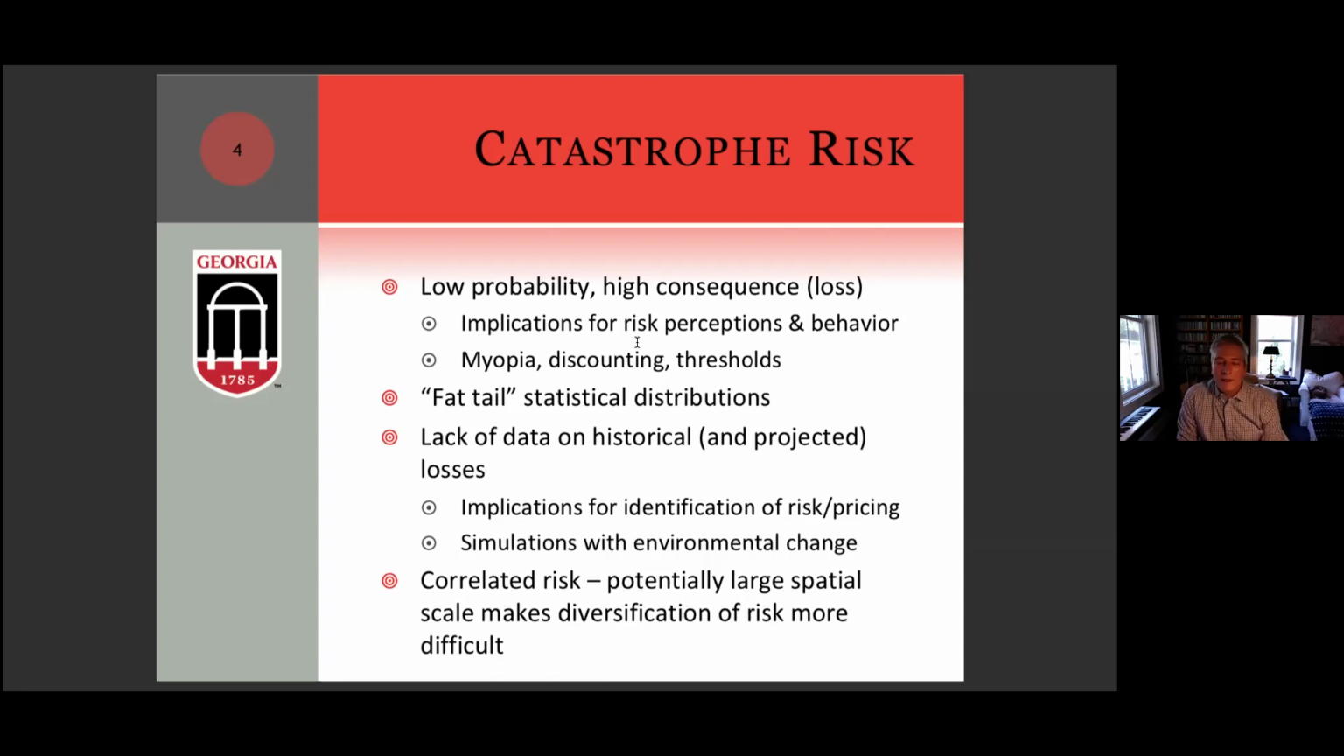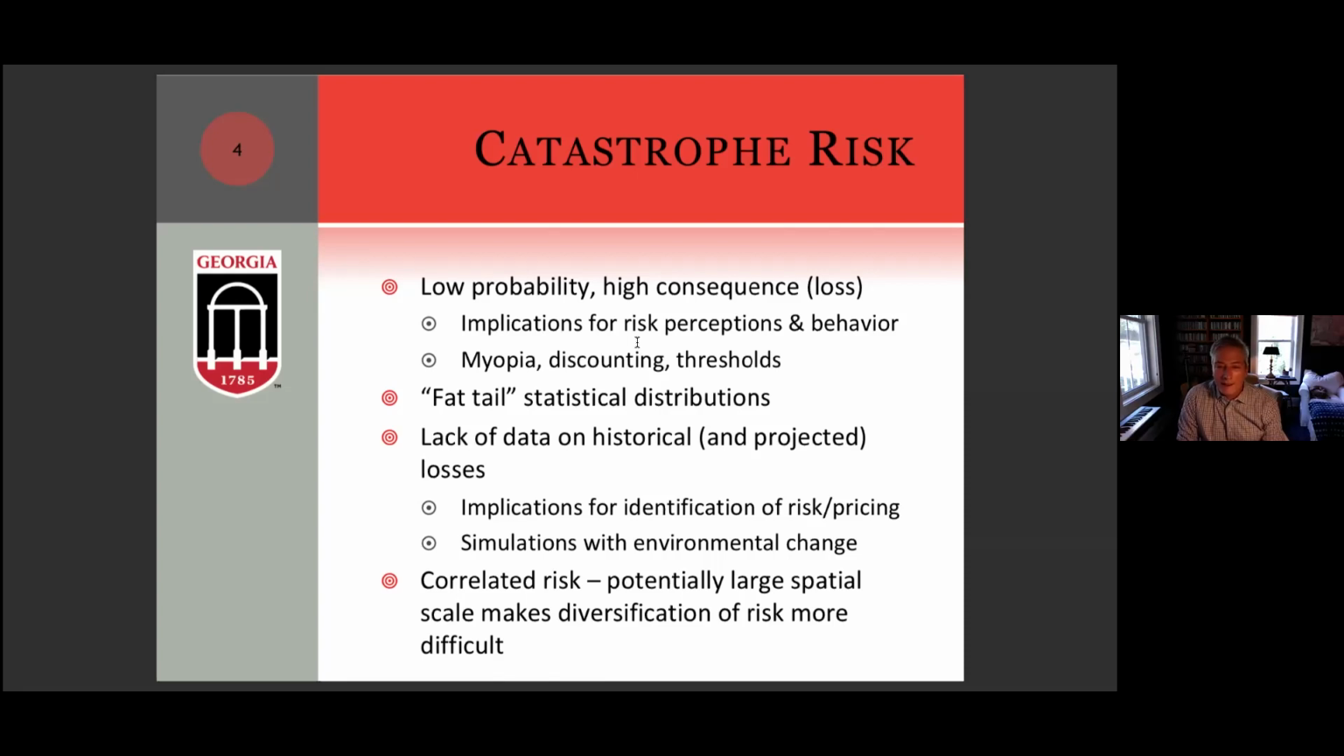And then from the supply side, in terms of selling and providing insurance policies or coming up with a plan to pool risk, these distributions tend to be fat-tailed, so they don't follow normal probability laws. There's a lack of data on historical and projected losses because they're rare events. So it makes it difficult to identify risk and to price policies. And if we're going to sell policies and try to plan for future risk, we do need to think about simulating how risk will change with the future.